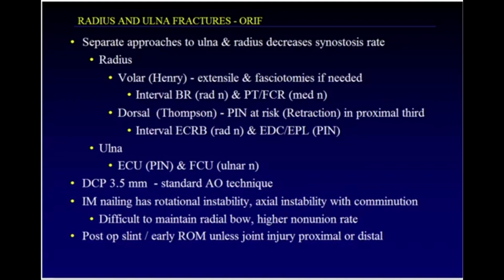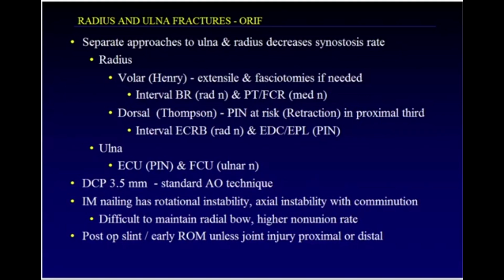It utilizes the interval between the brachioradialis and the pronator teres proximally, and the flexor carpi radialis distally, and of course that is an internervous plane. For proximal third radial shaft fractures, occasionally the dorsal or Thompson approach can be indicated. That does place the posterior interosseous nerve at risk, and you can reduce that risk by maintaining the forearm in pronation. It utilizes the interval between the ECRB and the extensor digitorum communis proximally and the EPL distally.